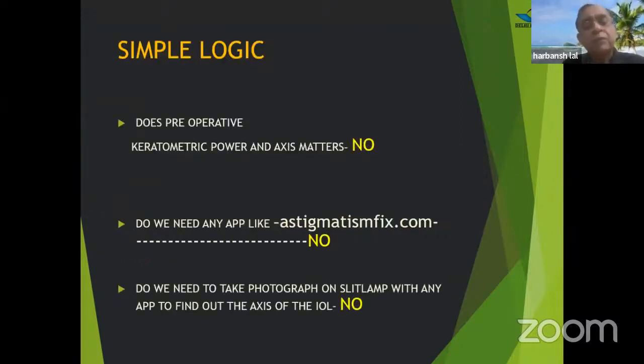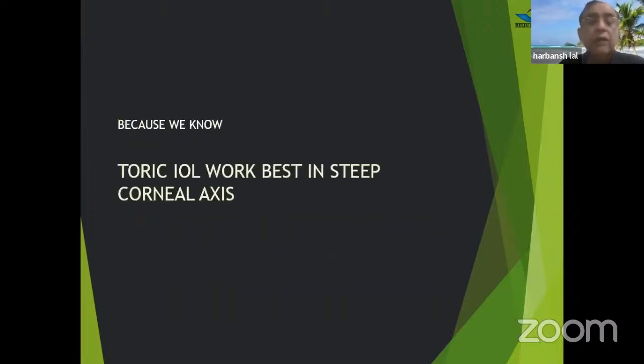I have a very simple logic. Does pre-operative keratometric power and axis matter? No. Do we need any app like axiomatisfix.com? No. Do we need to take any photograph or slit lamp image with any app to find out the axis of the IOL? No, we don't need it. Why? Because we know that the toric IOL works best in a steep corneal axis. That's it. Whatever it was before surgery makes no difference. What it is now, that is what is important.